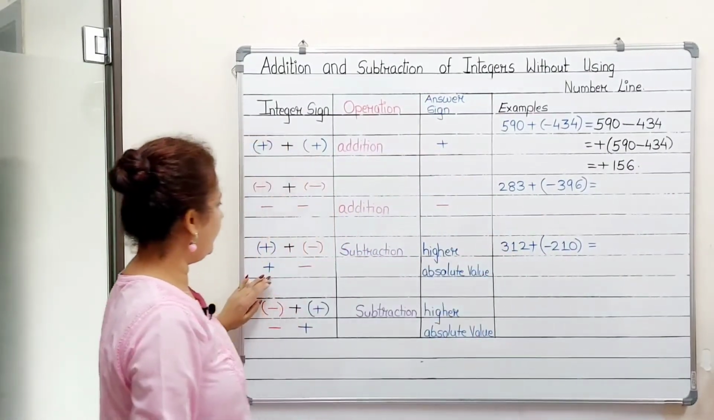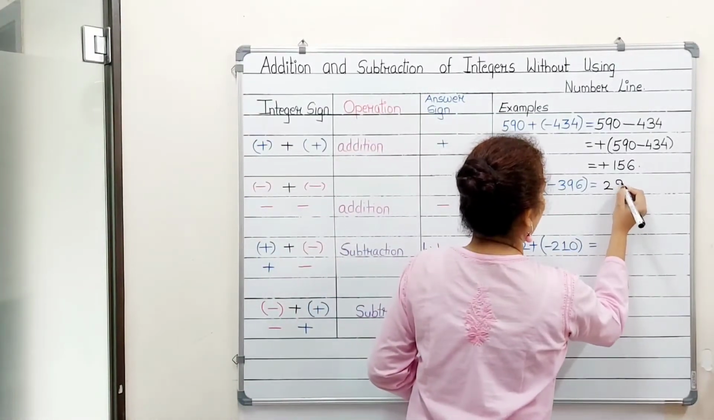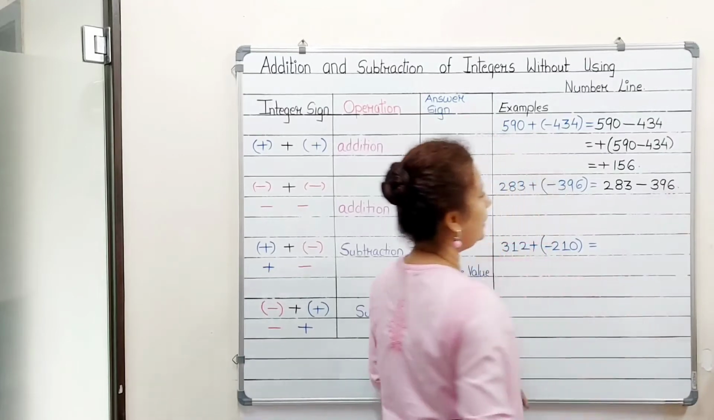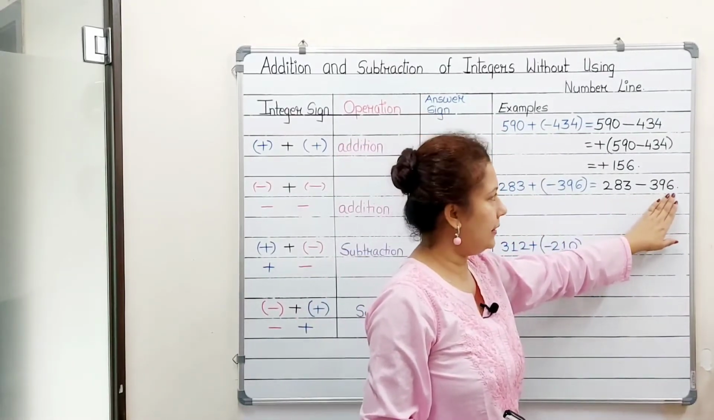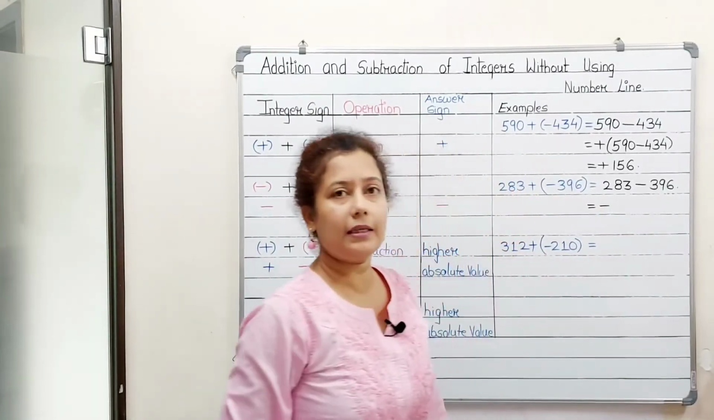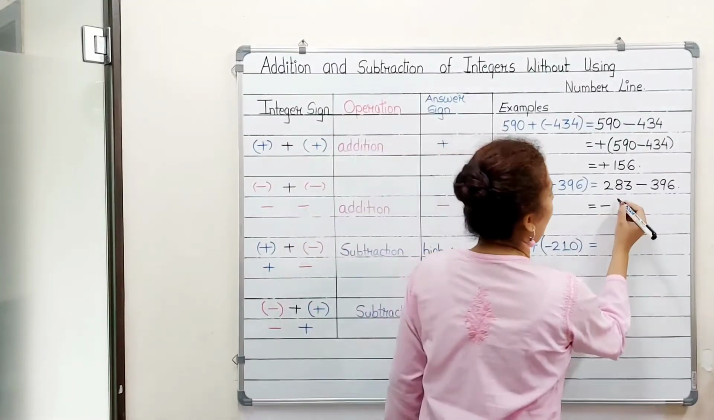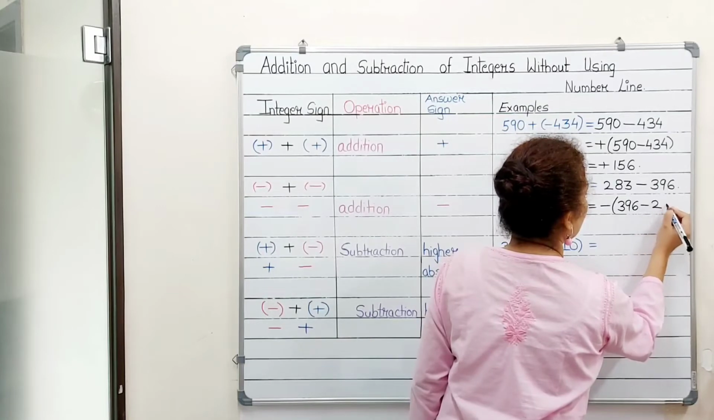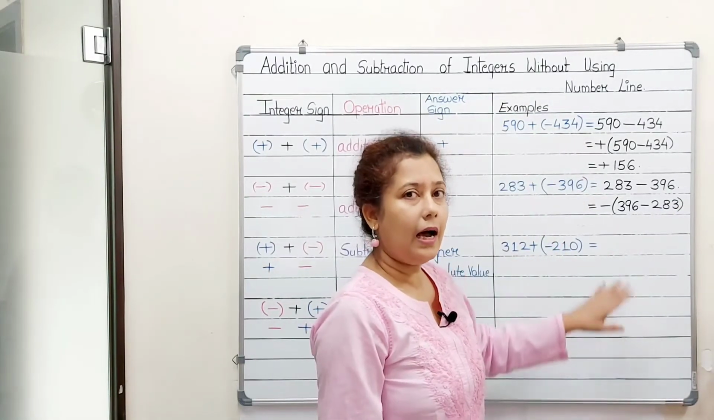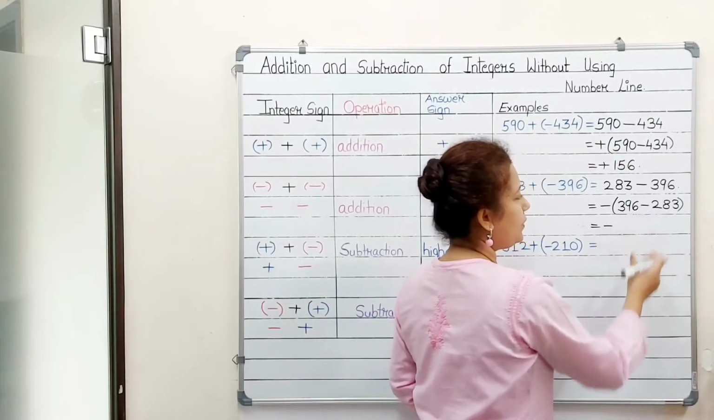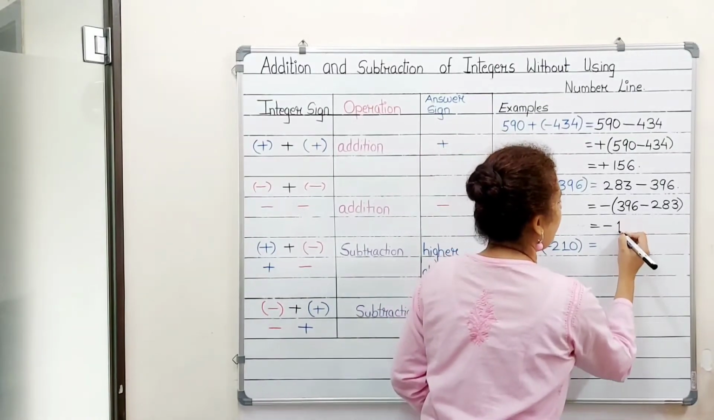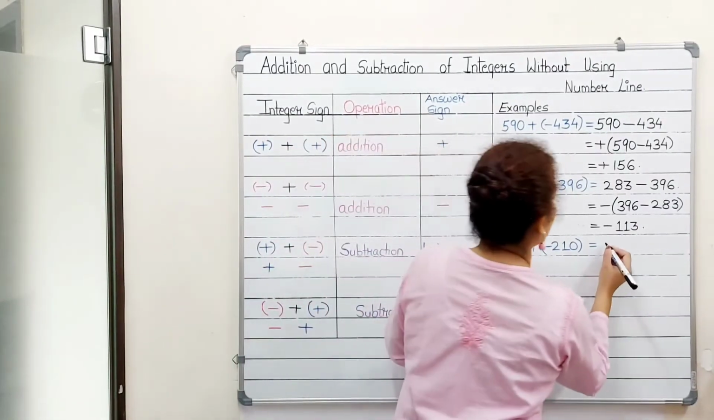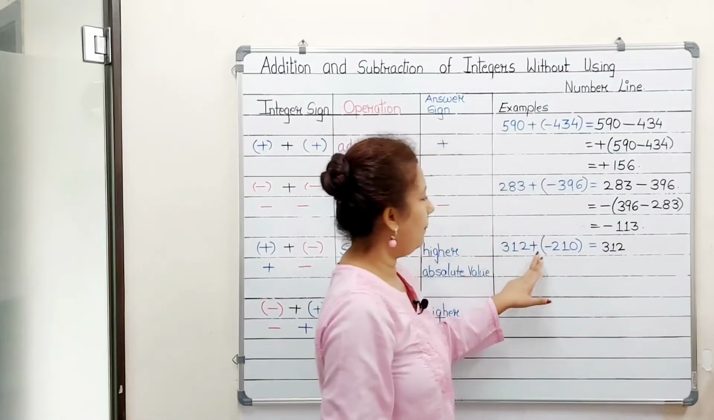Second example, again we will write the positive integer as it is, 283, plus minus becomes minus 396. Here the higher absolute value is 396. So the answer will have a negative sign. So we will give the negative sign and we will subtract the lower absolute value from the higher absolute value. So 396 minus 283. The answer will have the negative sign, and after subtracting the absolute values of the integers, we'll get the answer 113.